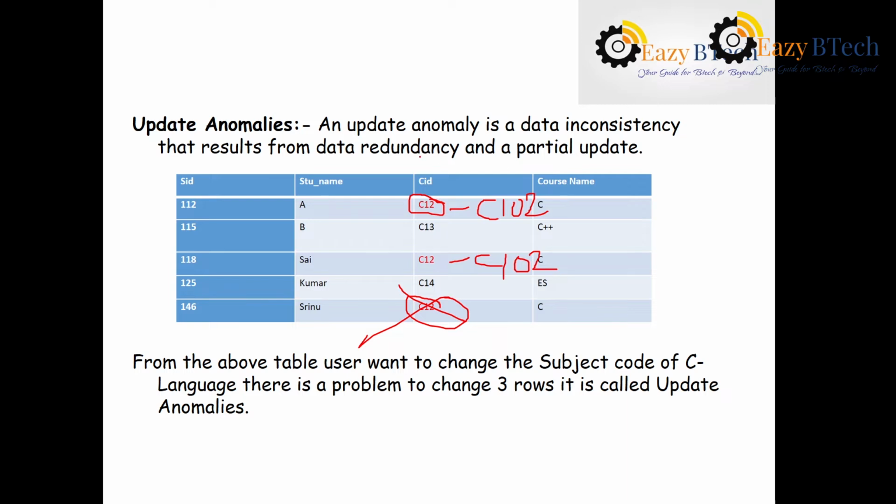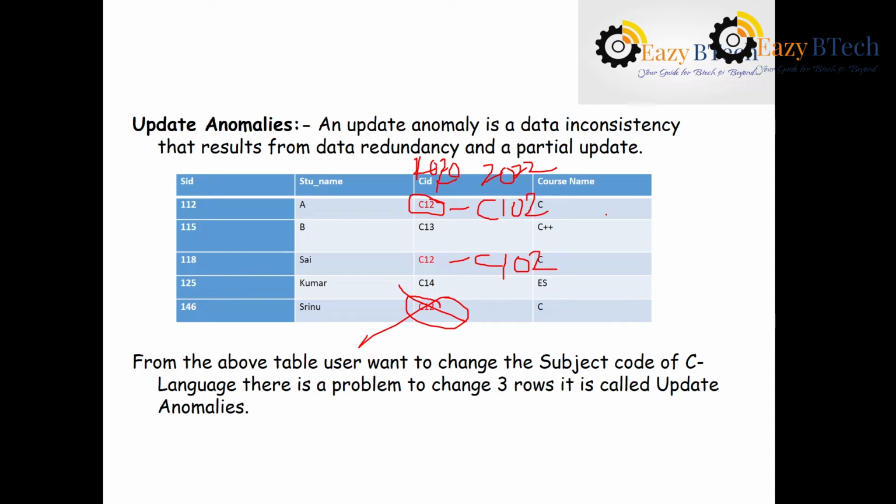Okay, suppose this is in the 2020 batch code. For example, this is the 2022 batch code. Okay, the entire course, some course is different. Courses means the subject is different. Okay, Srinu gets the old question pattern in the examination. These two members A and Sai will get the new question pattern. Okay, this is updated. What is the problem here?